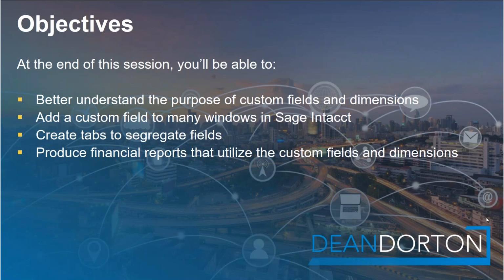At the end of this session, we have a few objectives that we're hoping you'll feel we've met. The first is that you're going to understand why we use custom fields and dimensions and what benefits those could bring to your organization. We're going to walk through how we added those custom fields, not only to the dimensions, but we can actually add them to many fields inside of Sage Intacct. We're also going to be covering how to create additional tabs inside of our dimensions that will help us to provide more information and to help segregate the fields into meaningful organized units.